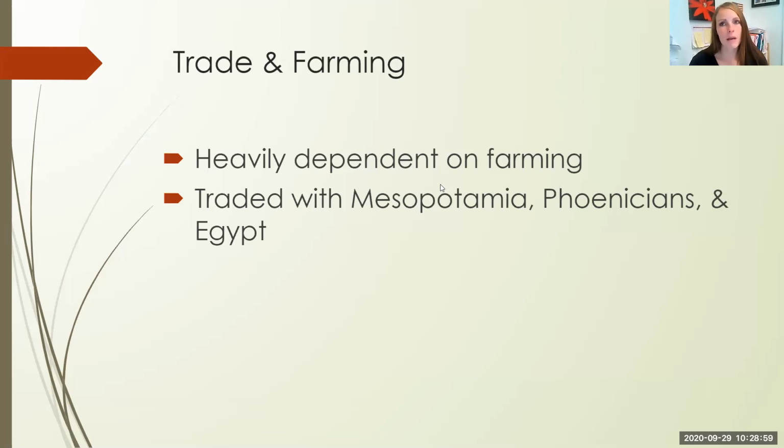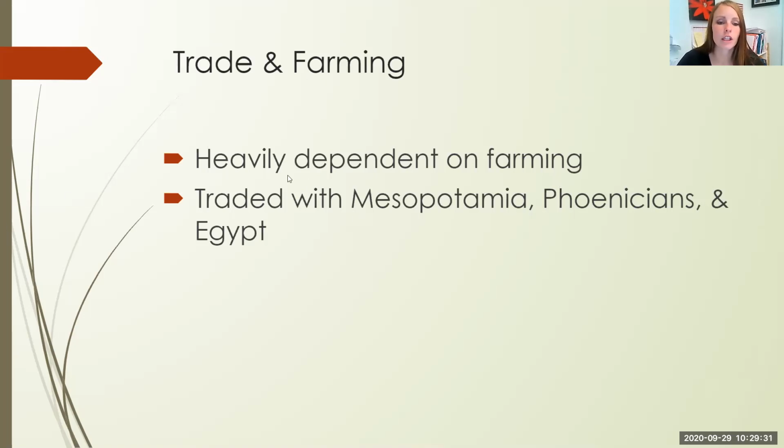So trade and farming among the Greeks, they were heavily dependent on farming. That's starting to be a trend, isn't it? A lot of them are very dependent on farming. They did trade with a few other civilizations though. Phoenicians were part of Mesopotamia, part of the larger Mesopotamian family. Phonics, right? If you've ever heard of phonics before when you're learning how to read, you got that from the Phoenicians, you know, the alphabet.